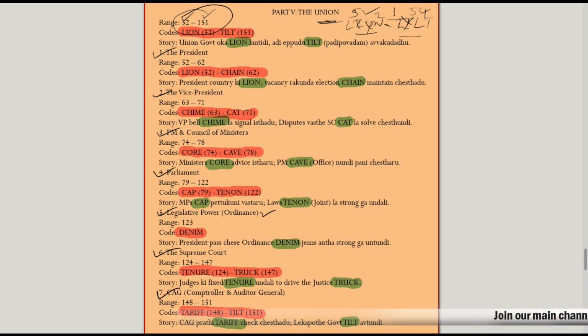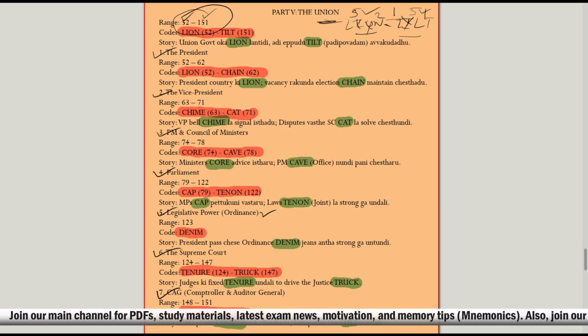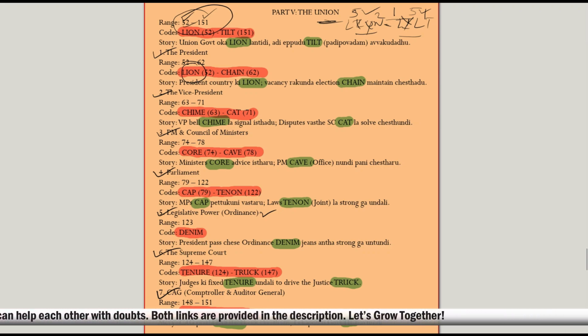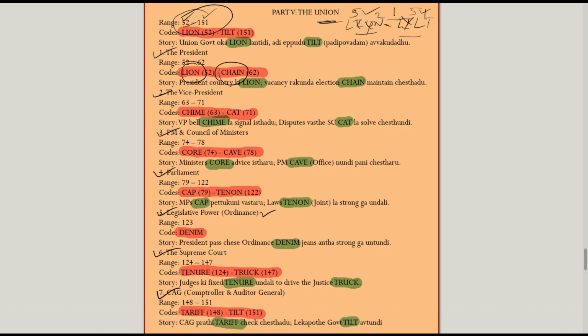So these are the sub parts in the union section. So we are going to learn one by one. For president, again lion will come, because it is also starting with 52. So lion and chain. So president is a lion to a country, and he should maintain the chain structure of the country. So he will maintain everything in a chain structured form, which means you should take care of everything in a structured, chain manner, right? Okay. So the words are very simple: lion and chain.